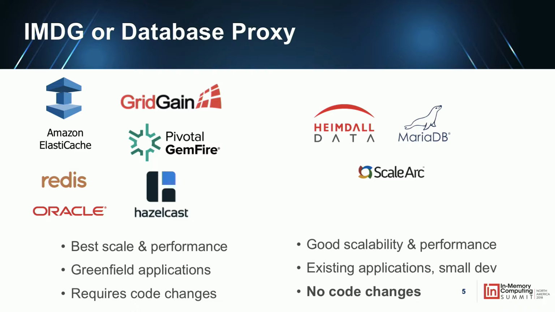You could still use an in-memory data grid with proxies, but you would use it for caching, not for a primary data store. Using a proxy with an in-memory data grid could get your feet wet, and you can familiarize yourself with an in-memory data grid before you go all the way and use it as a primary data store or database. Any questions on this? Yes?